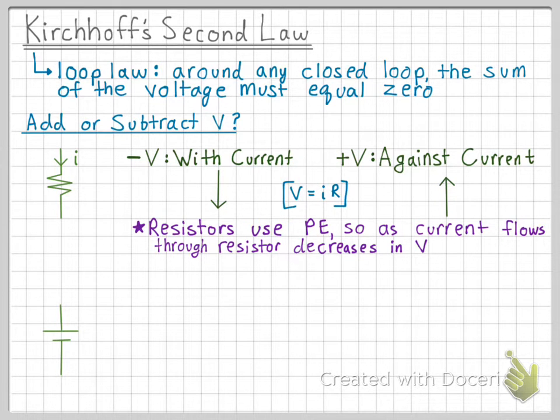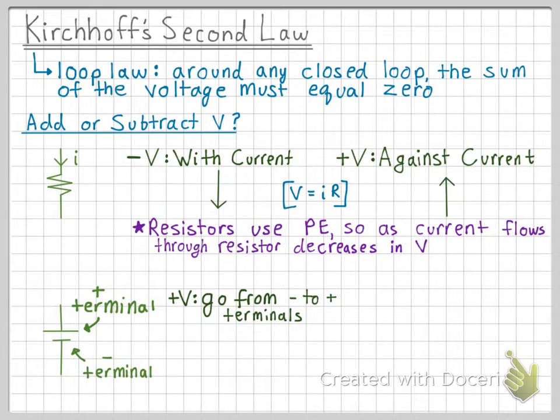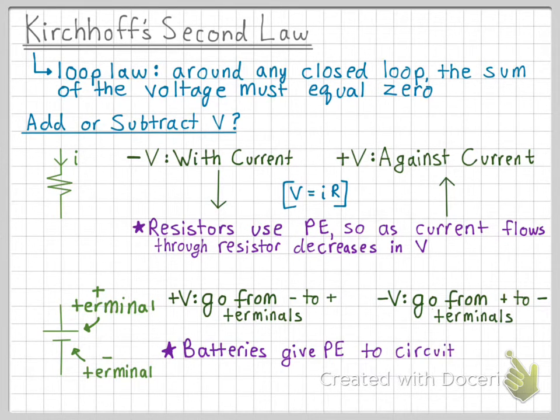Next, let's talk about batteries. This is the schematic drawing for a battery, where the long end of the schematic drawing represents the positive terminal of the battery, and the short end represents the negative terminal of the battery. We are going to add the voltage difference if we are traveling from the negative to positive terminals of the battery, and we are going to subtract the voltage difference if we are traveling from the positive to negative terminals of the battery. Since batteries give potential energy to the circuit, we know that the voltage levels are going to be higher on the side of the positive terminal, and lower on the side of the negative terminal.